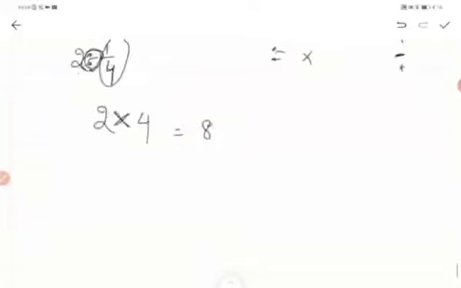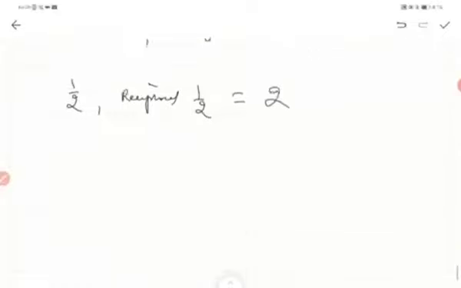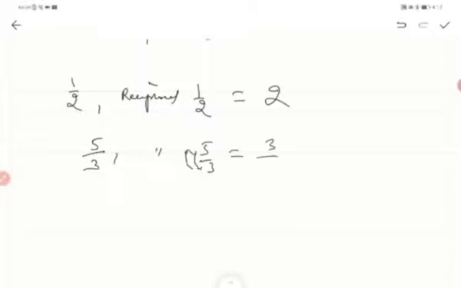So what is a reciprocal? If you have 1 by 2, the reciprocal of 1 by 2 is equal to 2. If I have 5 by 3, the reciprocal of 5 by 3 is: the numerator becomes the denominator and the denominator becomes the numerator. So 5 by 3 becomes 3 by 5. Then 6 by 10 becomes 10 by 6.